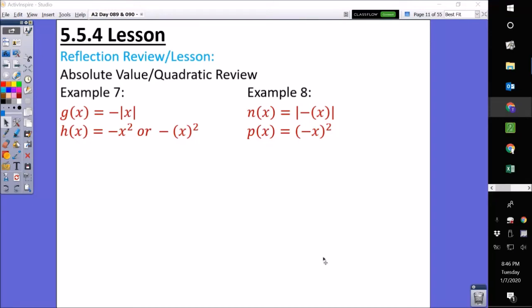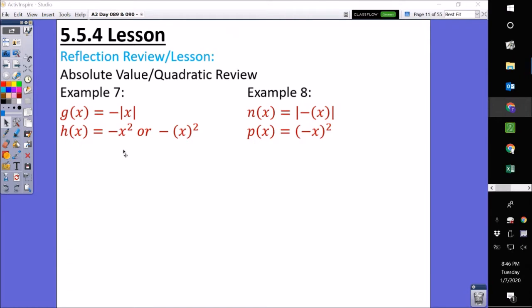In this section, we're going to focus on reflection for square root. So first, we're going to start off with a little review, comparing it with absolute value and quadratic. So in example 7, I have two functions, g of x, where it's written in absolute value form, and then h of x, where it's written in quadratic form, x squared.